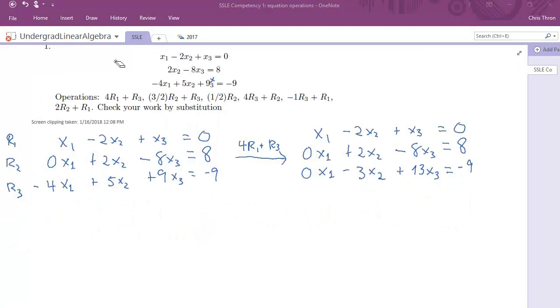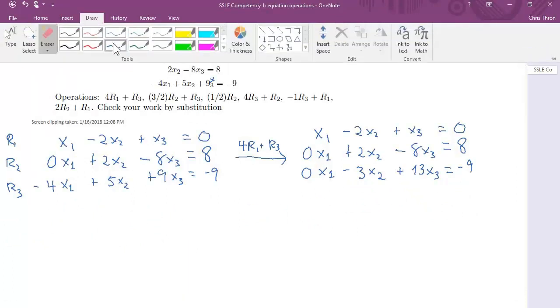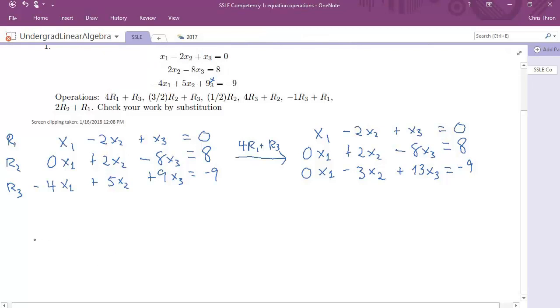All right, so let's go on to the next operation. If you look up here, the next operation is going to be 3/2 r2 plus r3.